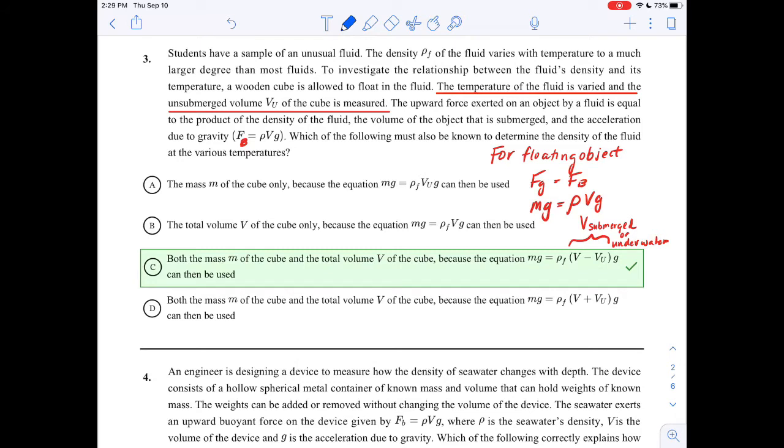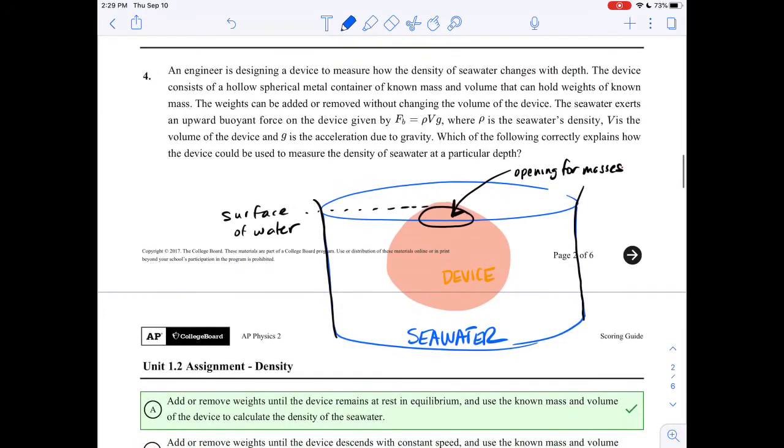So again, what I did was I used Archimedes' principle here, which says that the weight of the object equals the buoyant force. The weight of the object is mg. The buoyant force is rho times volume times g. And in this case, the volume that we want is the volume submerged or underwater. Notice this VU is the unsubmerged volume. So the underwater volume is the total volume minus the VU, the unsubmerged volume. So that is why that one is the answer.